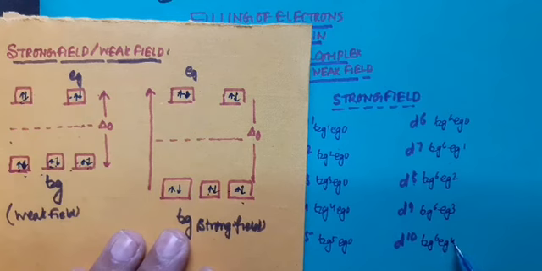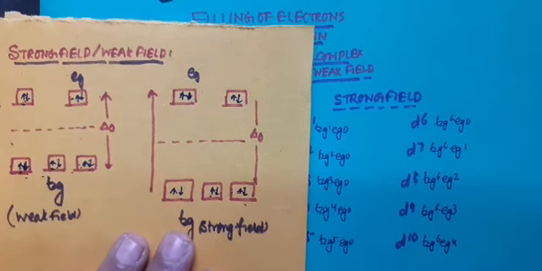Hope you understand the topic which is related to the filling of electrons in the T2G and EG sets of orbitals under the influence of strong ligand in octahedral complexes.